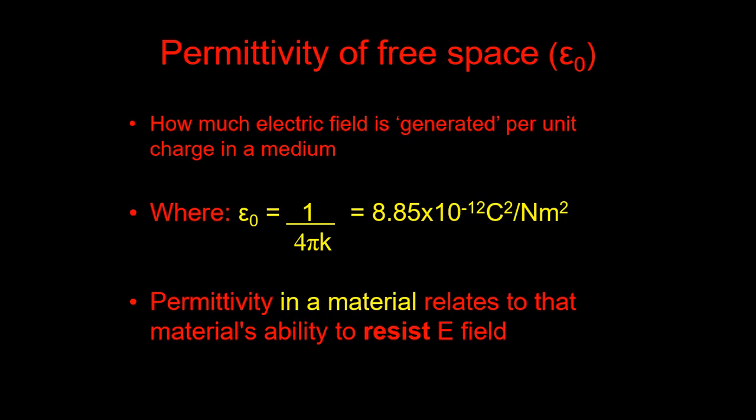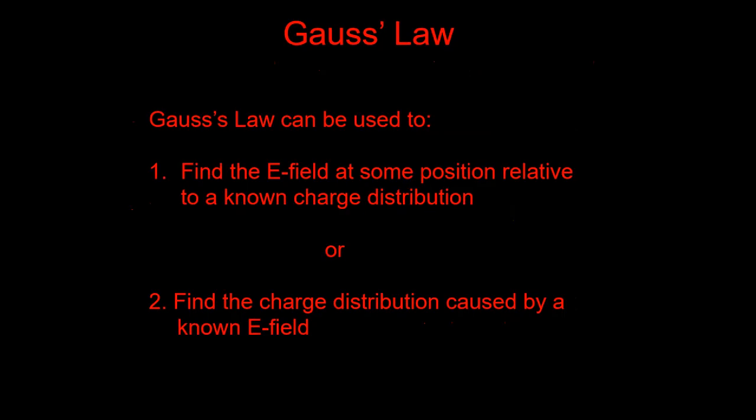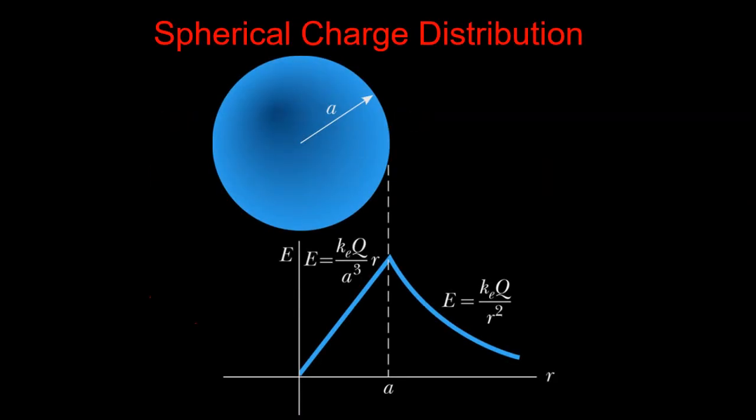That's a practical application. So Gauss's law is very versatile. Gauss's law can be used to find the electric field at some point relative to a known charge distribution, or find a charge distribution if we know the electric field. And this is kind of what I want to talk about next. And that's what happens if we have a sphere of charge. If we have a sphere, so think of this particular object here as a ball, essentially. And instead of being a point charge, what we have is a ball with a radius a.